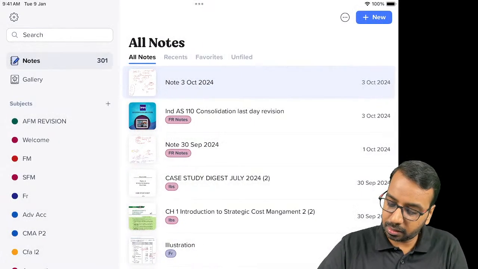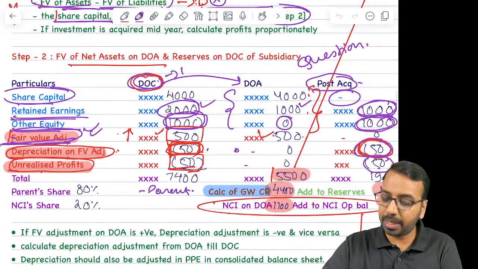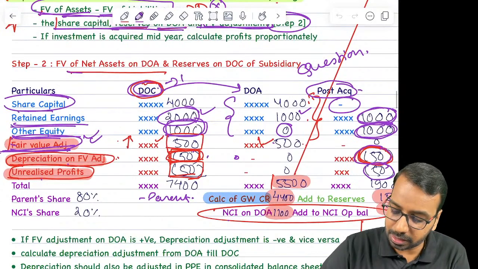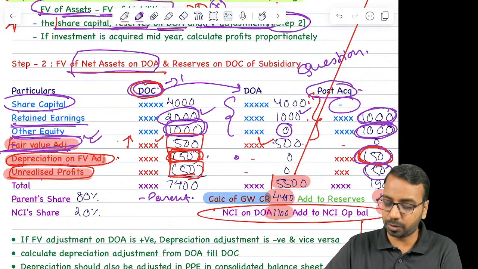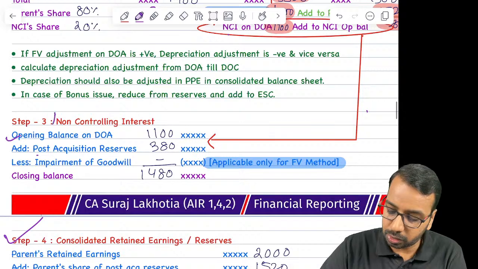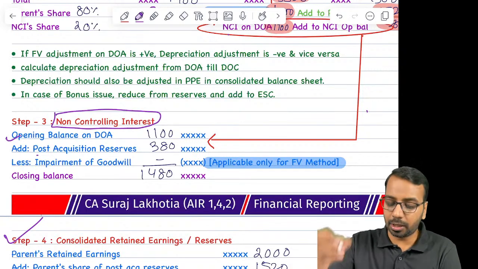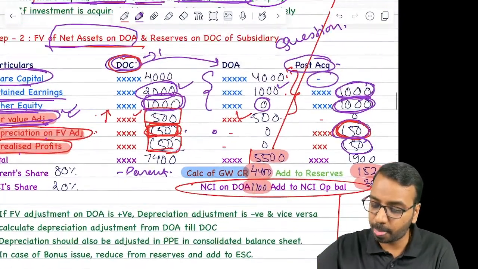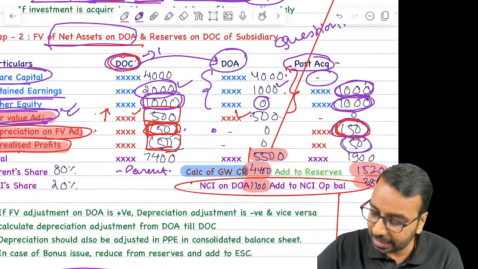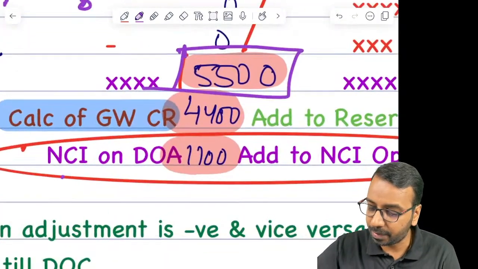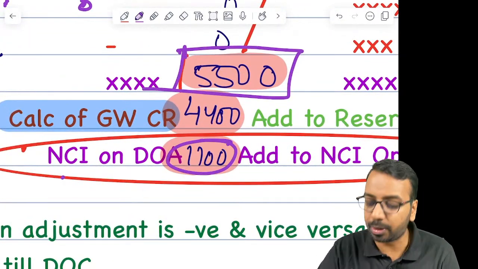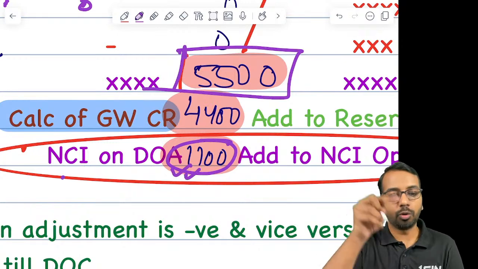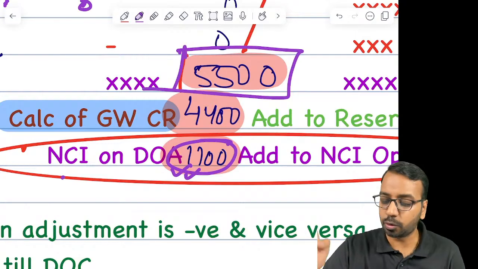Right, so this is the thing about consolidation, pre-acquisition, dividend and adjustment. Okay, so after we have done this net assets on date of acquisition, the next thing is the non-controlling interest. For non-controlling interest, you will take opening balance on date of acquisition. So from where will we get this? From this portion. Date of acquisition total is 5500. Out of that, in this example, 20% is non-controlling interest. So 1100 will be taken to your non-controlling interest opening balance.